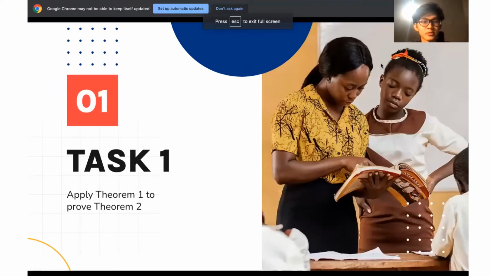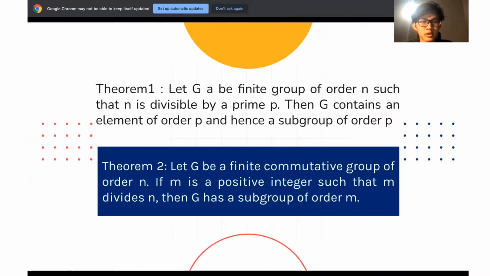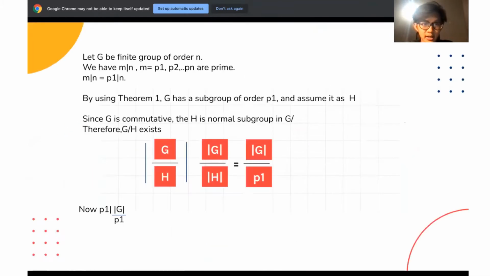Assalamualaikum warahmatullahi wabarakatuh. So I will be presenting my task 1, which is to apply theorem 1 to prove theorem 2. Theorem 1 tells us: let G be a finite group of order n, such that n is divisible by a prime P, then G contains an element of order P and hence a subgroup of order P. And theorem 2 is: let G be a finite commutative group of order n. If m is a positive integer such that m divides n, then G has a subgroup of order m. So moving on to the next slide.